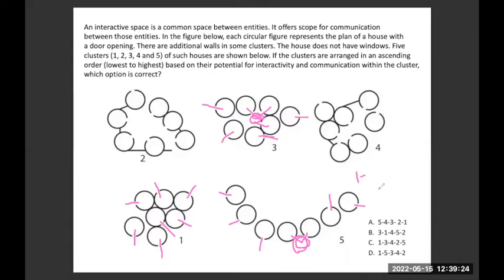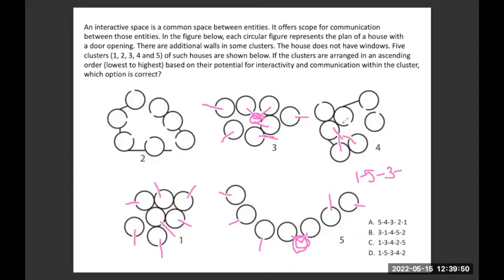So what I will say is, okay, next one, five will come. After five, number three, obviously. Then four or two, which one will come? Out of four or two, which is the most interactive? Four and two. Four. Okay, so let's start drawing these lines again.